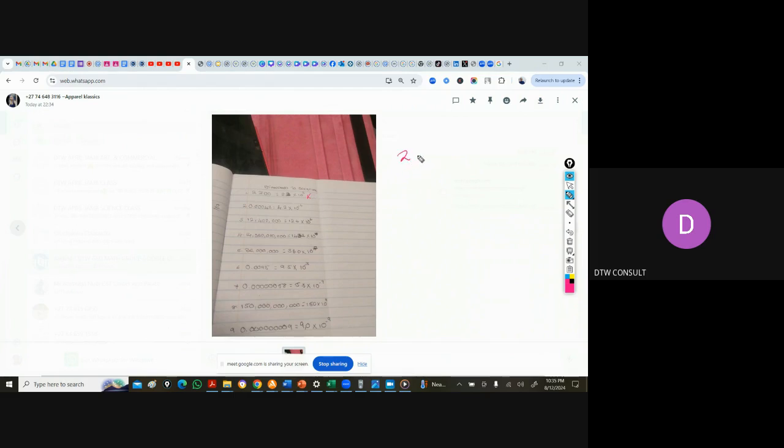So when you have 2,300 to change to standard form, you're going to go this way: 1, 2, 3. So that will be 2.3 times 10 raised to the power positive 3. Because you're moving to the left, your power will be positive. For this one, you're correct because you went 1, 2, 3, 4. So that's 4.2 times 10 raised to the power negative 4.